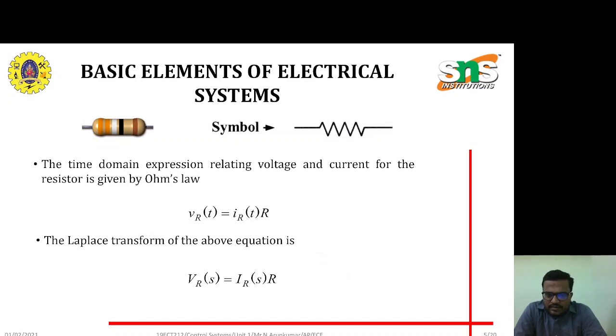Next are some of the basic elements of electrical systems assigned for control systems: the capacitor and the resistor. While considering a resistor, some current flows through the resistor. The current can be identified and written using the voltage: V_R of t equals i into R, that is, V equals IR. The same formula can be applied. While considering these elements of an electrical system, we write it like this: i_R of t into R.